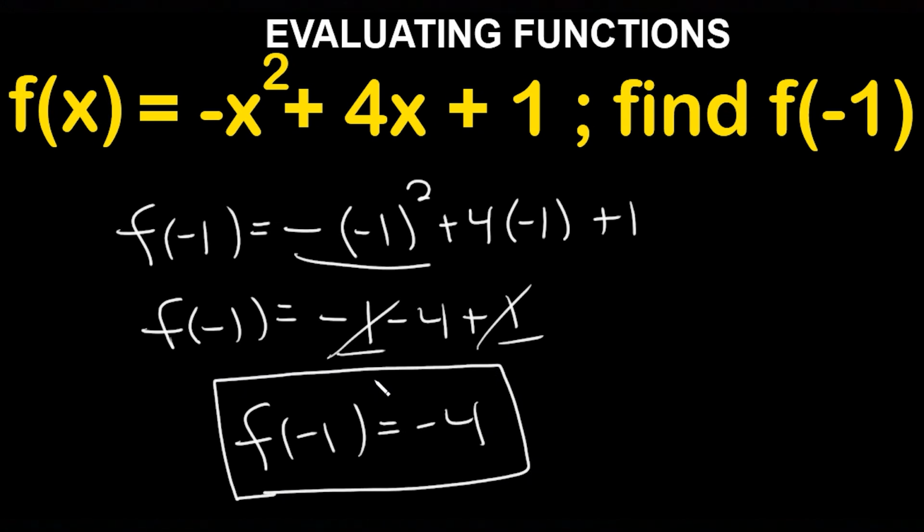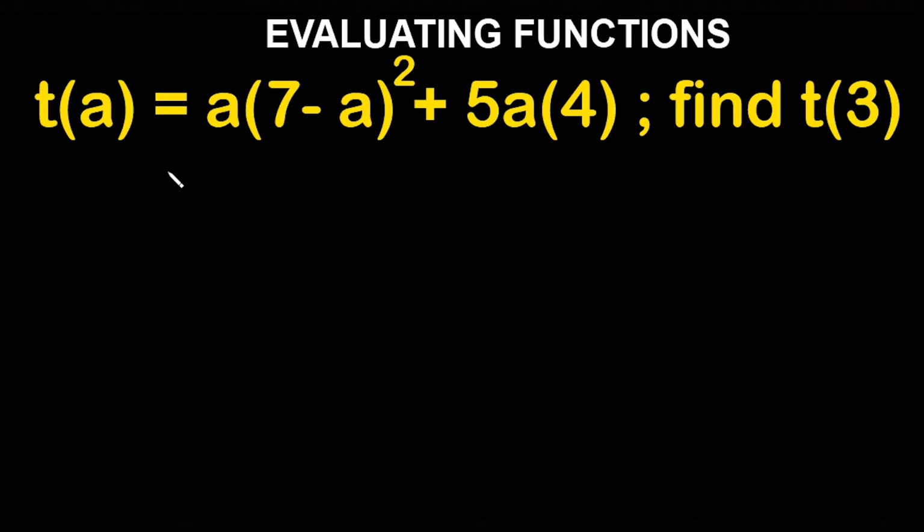All right, let's try one more example. So here's our last example. This one we have t of a. Again, a little bit different than f of x and g of x, but again, you can write this however you want. So in other words, my input here is going to be a, my output is going to be t of a. And they want us to find t of 3. So I'm going to write t of 3. And so again, wherever I see an A, I'm going to plug in a 3.